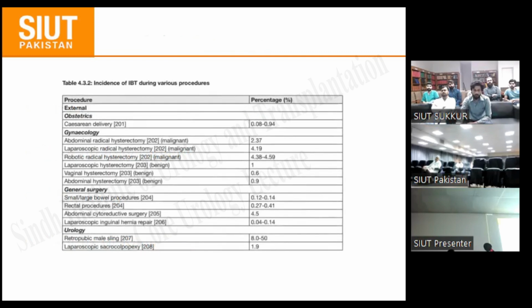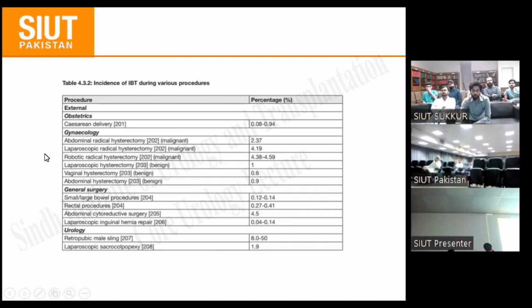This is a table which summarizes the incidence of iatrogenic bladder trauma during various surgical procedures. The most common injuries result from gynecological and obstetrical procedures, and amongst these, the most common surgery that leads to bladder trauma is hysterectomy. And while we do a robotic radical hysterectomy, its chance is about 4.3 to 4.5%.